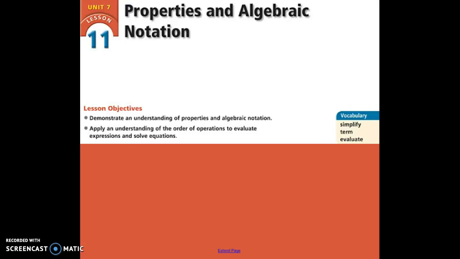So today we talked about properties and algebraic notation. And we figured out how to simplify equations, and then also reviewed our order of operations and our properties of addition and multiplication. Great work.